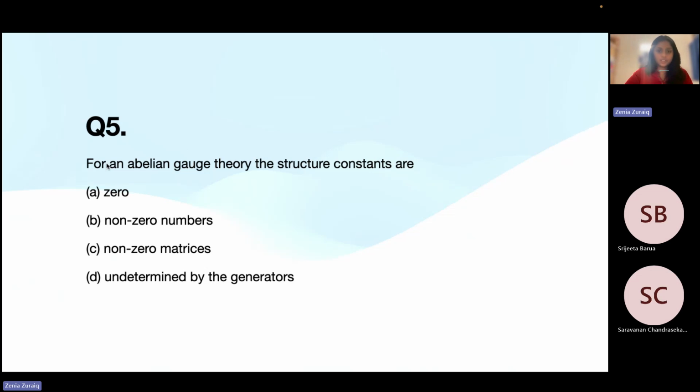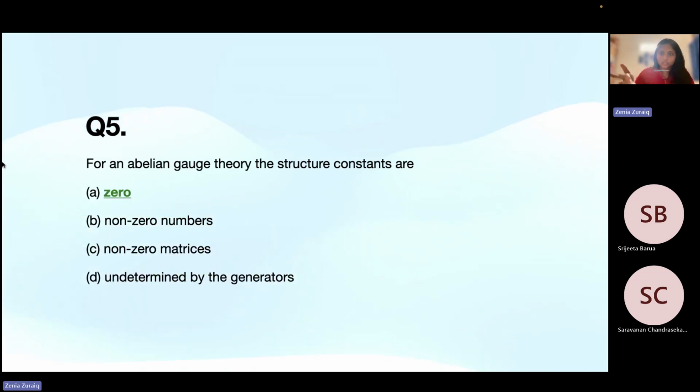For an abelian gauge theory, the structure constants are. Okay, so A. Give a minute in case the other person is answering. Okay, we can go to the answer. So the answer is zero.